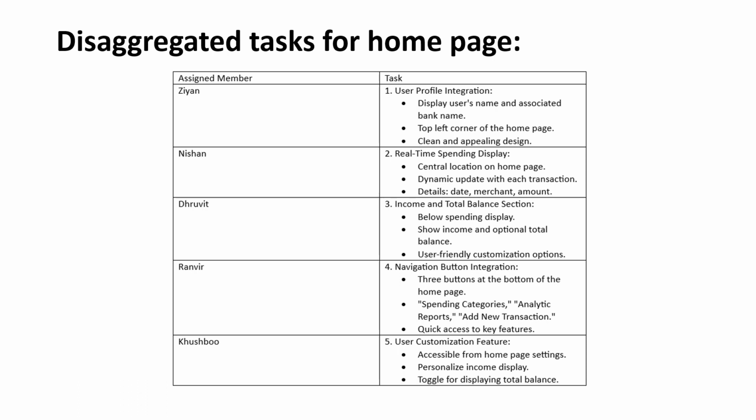Another one is Druid. Druid is working on the income and total balance section. It contains the below spending display, shows income and optional total balance, with user-friendly customization options. So Druid is working on making the user experience very easy, making a user-friendly website. It displays your income and your balance history below.